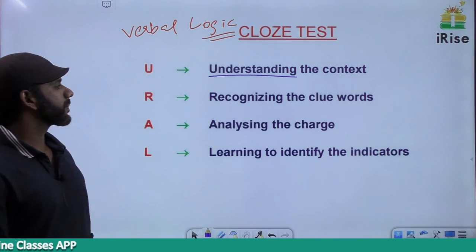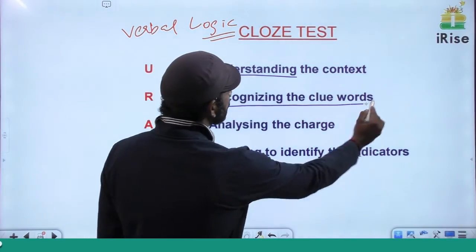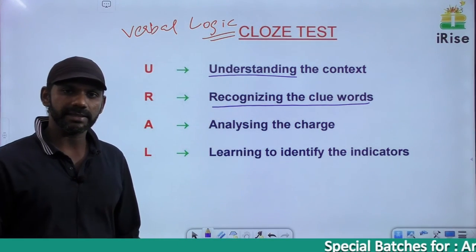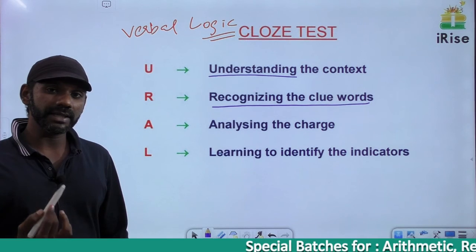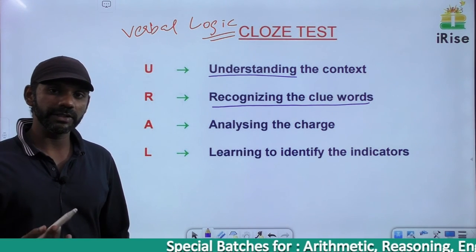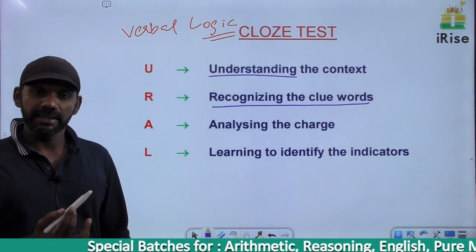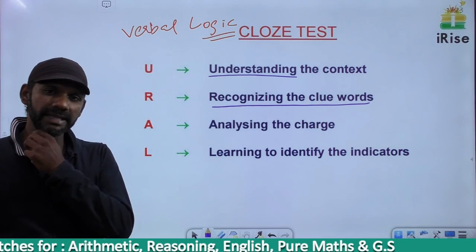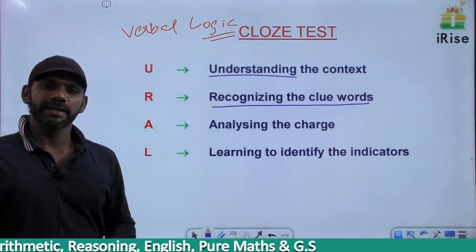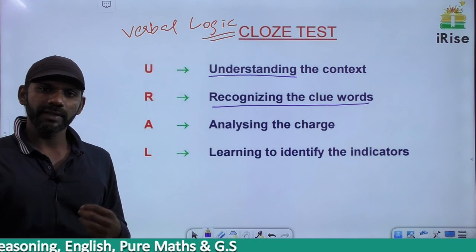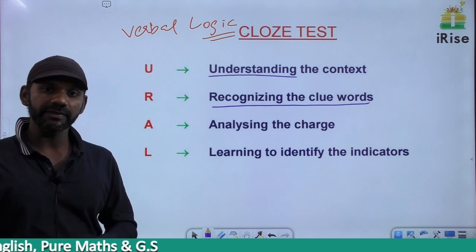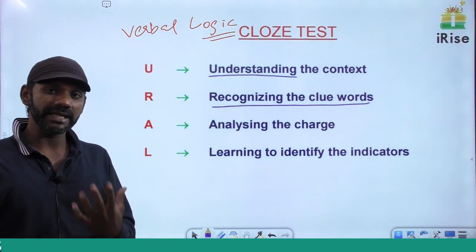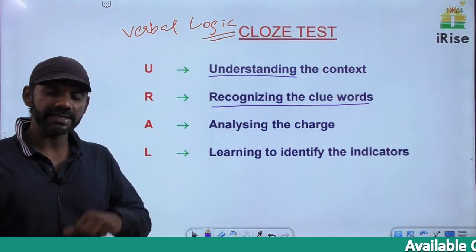R stands for recognizing the clue words. Now there will be at least one clue word in every sentence. So which the clue word in the sentence is, you must be able to recognize. When you come across a sentence with a blank, if you are unable to find out a word to fill in the blank, you just leave that sentence and move on to the next sentence. From the next sentence, you may get a clue to fill the blank in the previous sentence.